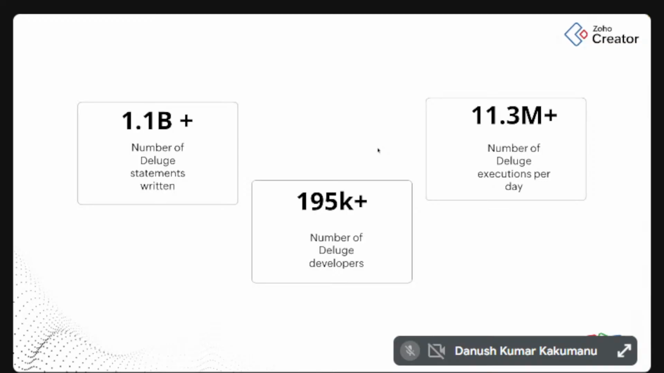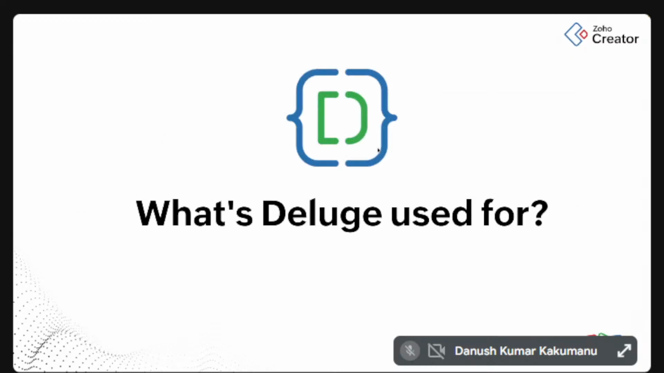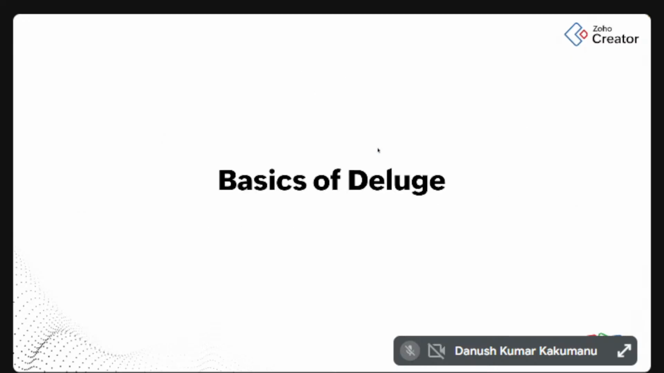so these are some statistics for Deluge so far. Across the world, we have 1.1 billion plus Deluge statements written. There are nearly 200,000 Deluge developers across the world, and we have an average of 11 million plus executions of Deluge code per day. So these are the statistics of Deluge from the global environment. So what exactly is Deluge used for? It's used for scripting to implement complex logic in your applications.